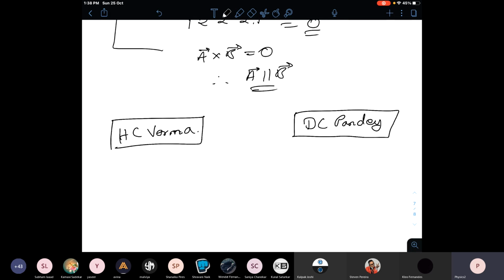Books are normally found by their writer's name only, so you don't have to worry about the title of the book. So these two books are good: H.C. Verma and D.C. Pandey. S.L. Arora, I have to check. I cannot comment on S.L. Arora now, but I have heard that it is good.